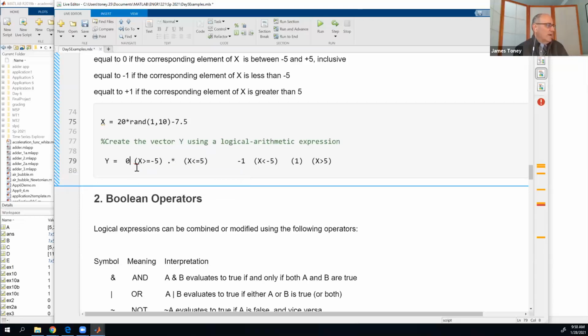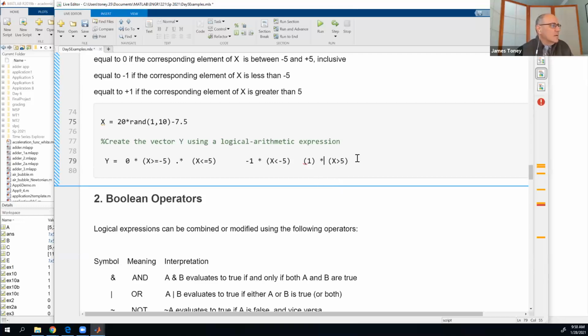All right, and then multiply it by 0. And I don't need a dot here because 0 is a scalar. All right. So if both of these are true, I get a 0. The second one is, if x is less than -5, I get a -1, so I multiply that. And if it's greater than 5, I get a 1.